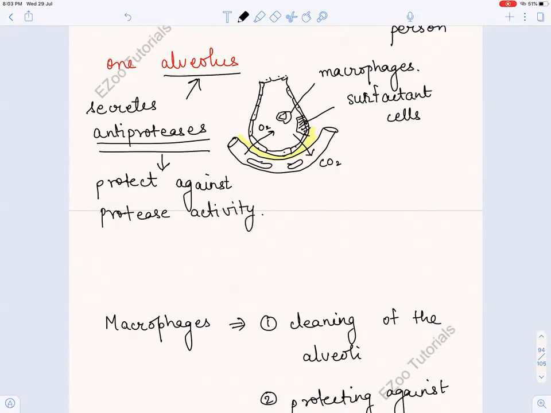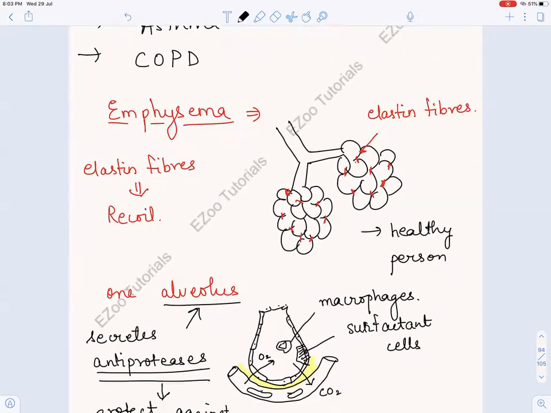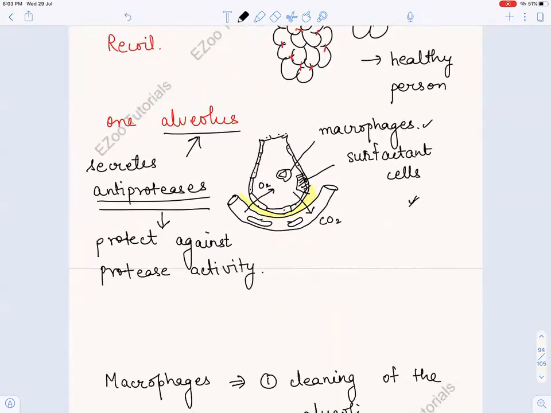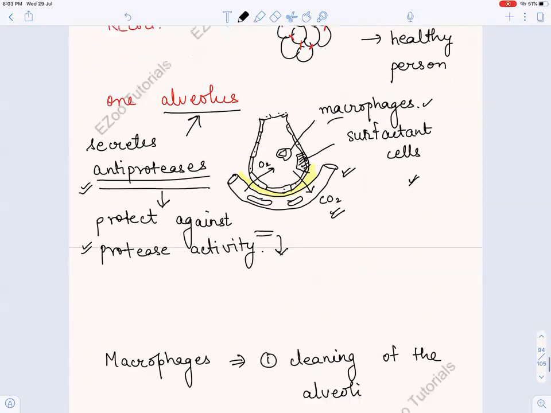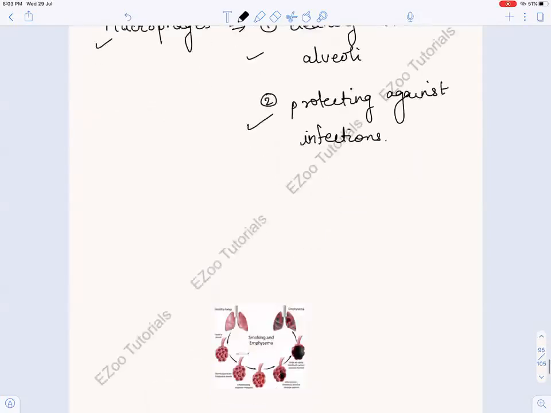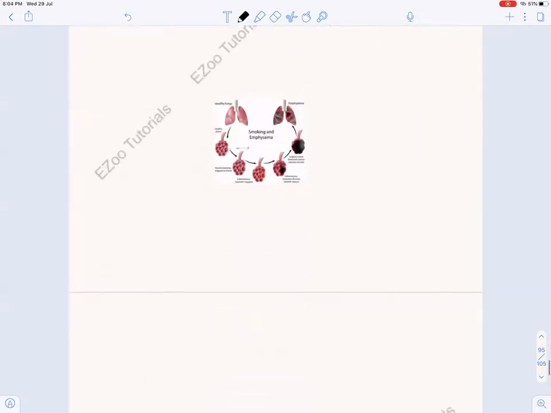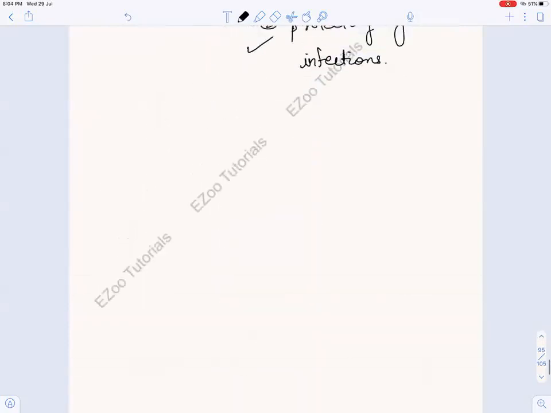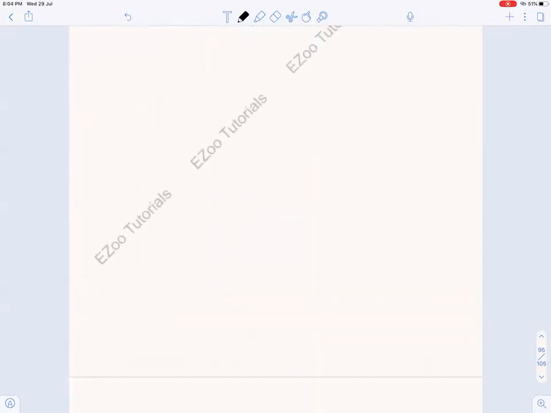So I hope you are with me till now. We drew a healthy alveolus with macrophages and the capillary and the diffusion of gases. I told you that the alveolus secretes antiproteases, which protect against the protease activity. We will talk about this shortly. And these macrophages are cleaning the alveoli and protecting against infections. So now let me tell you about this protease thing.